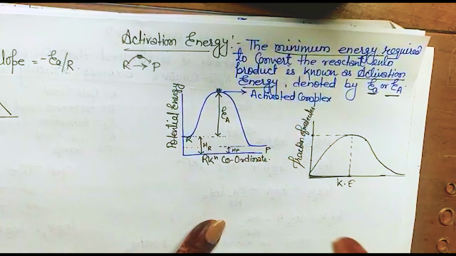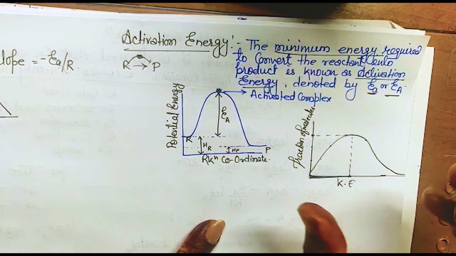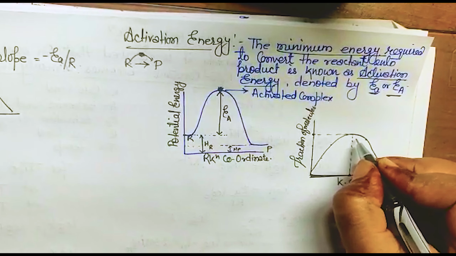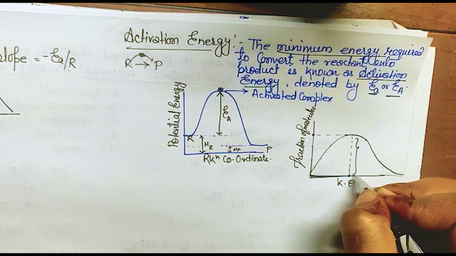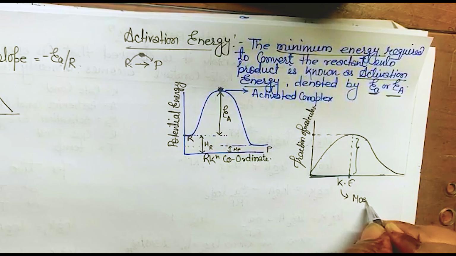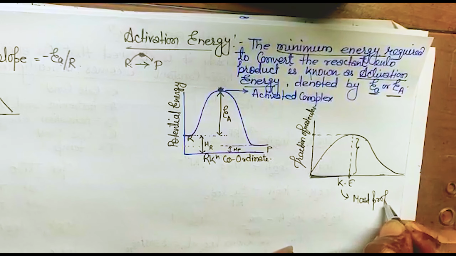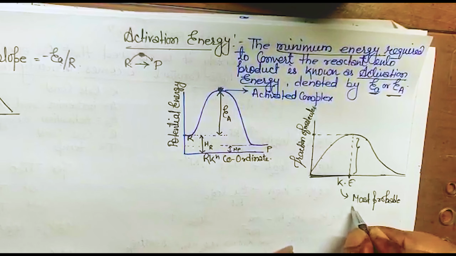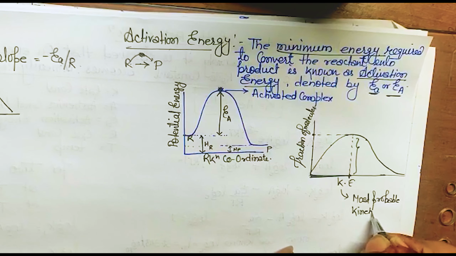So it is said that the energy possessed by the maximum fraction of molecules is considered as this kinetic energy. The kinetic energy here will be the most probable kinetic energy. Got it?